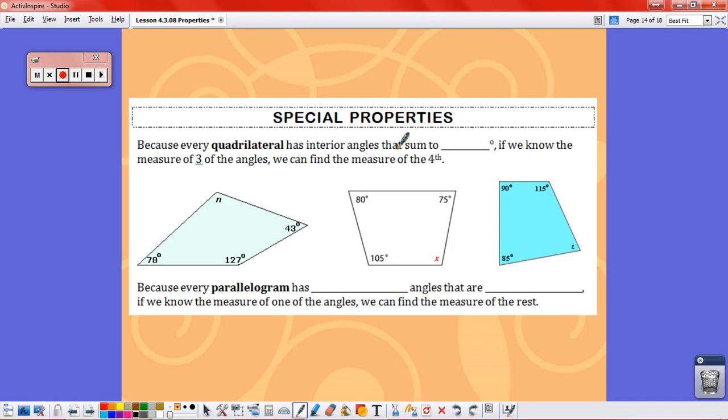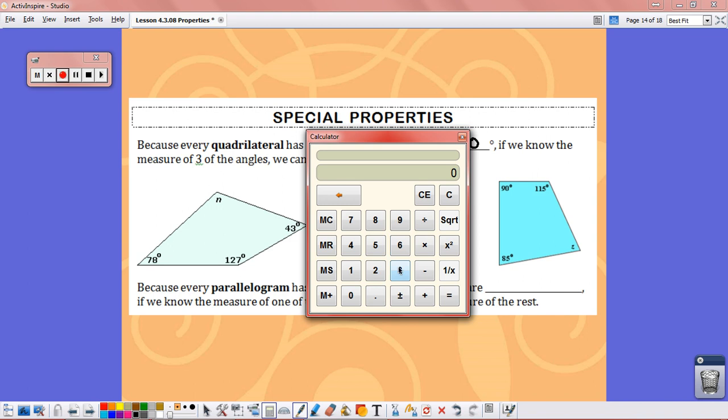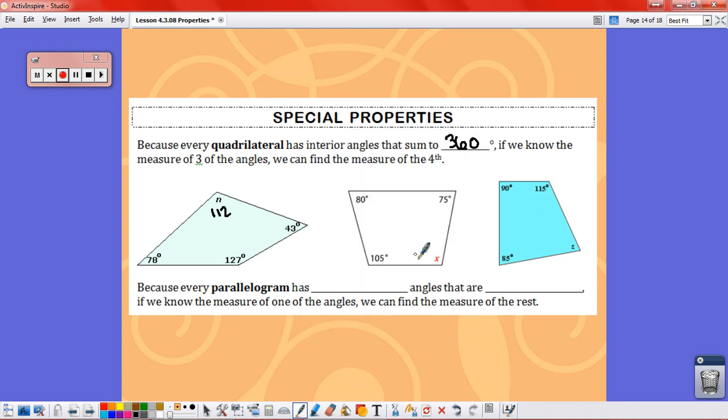Alright, so here's some special properties that we went over. Because every quadrilateral has interior angles that sum to 360 degrees, if we know the measure of 3 angles, we can find the measure of the 4th. So you add all the angles and subtract from 360. So 360 minus 78 minus 127 minus 43 is 112 degrees for that missing angle there. I'm going to skip those because we've done several of those.